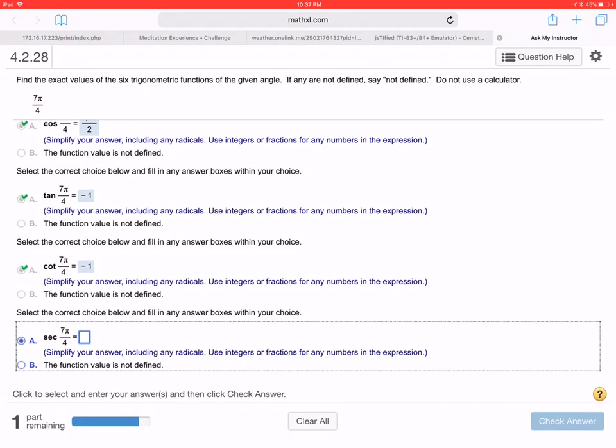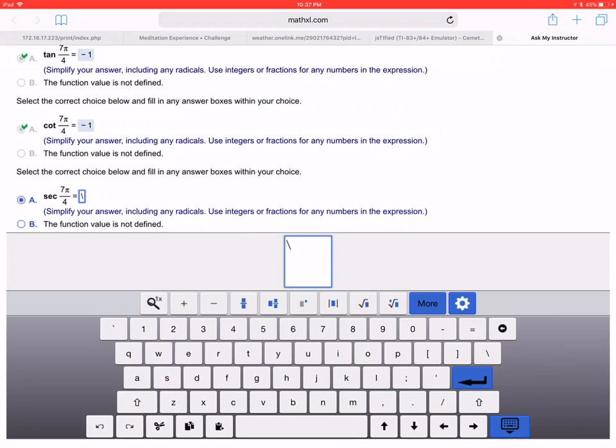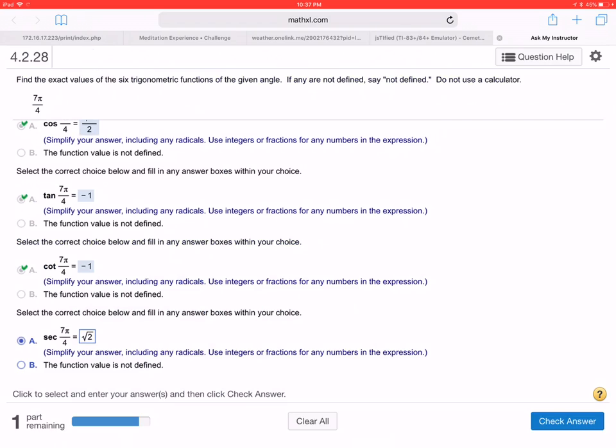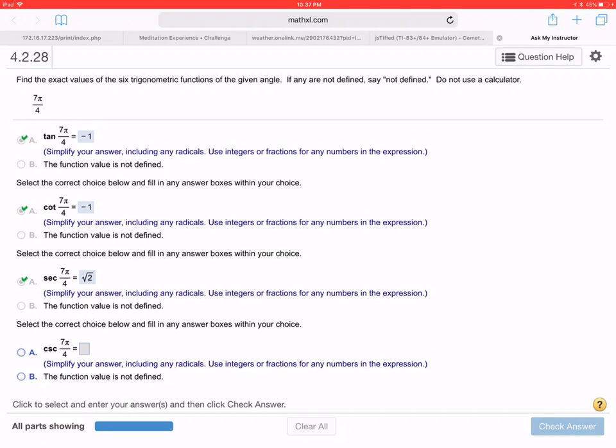Secant is a reciprocal of cosine. So cosine is our x, so it's just square root of 2. This one should be negative root 2.